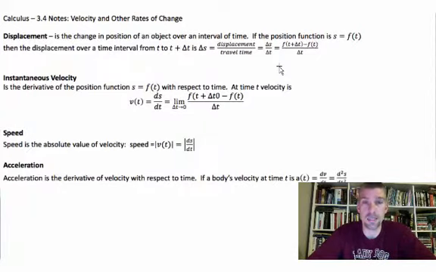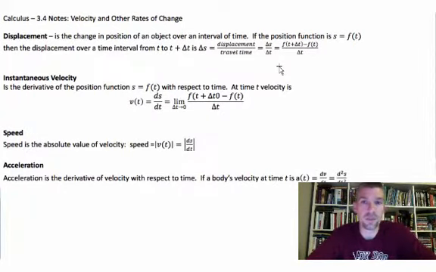It's the change in position of an object over an interval of time. Okay, so just how the object changes its position. We don't know how it's going to change it or where it's going to change it to. We just know that it's not going to be in the same place from where it started.